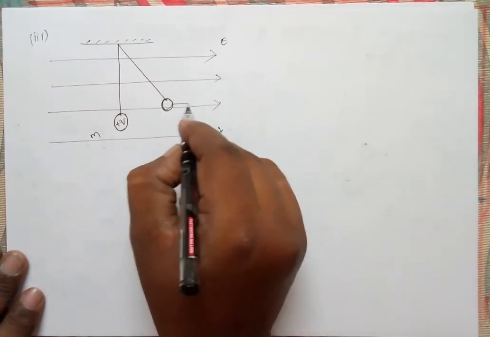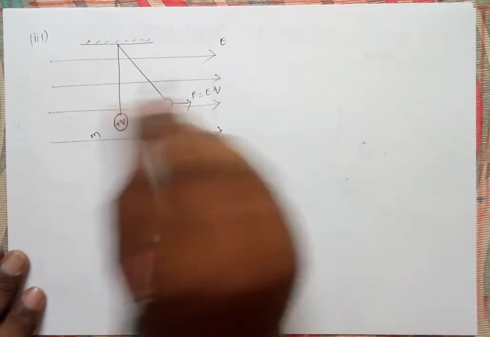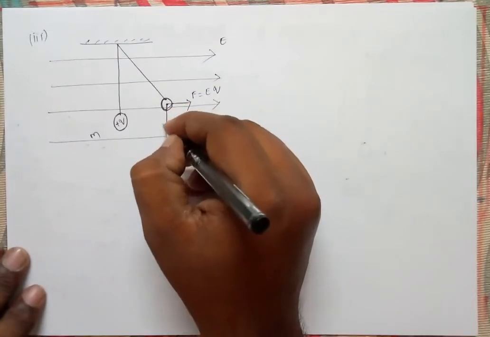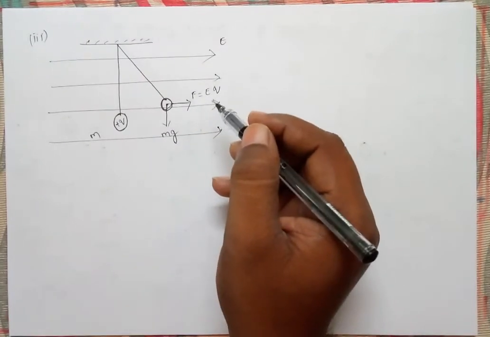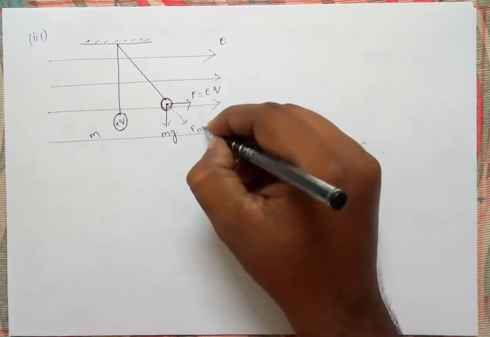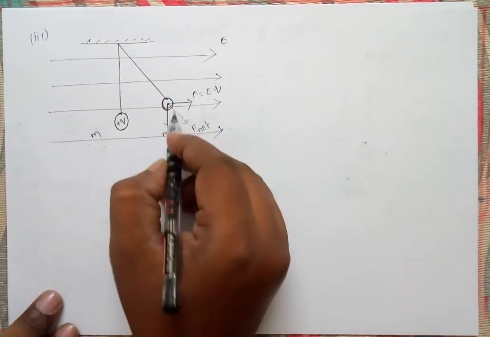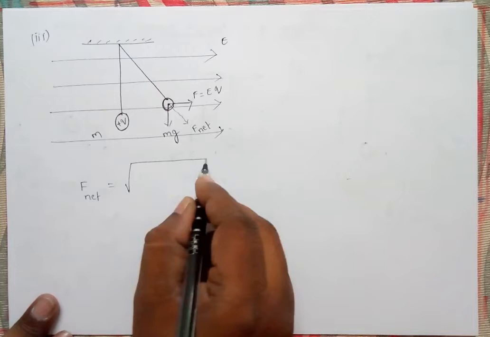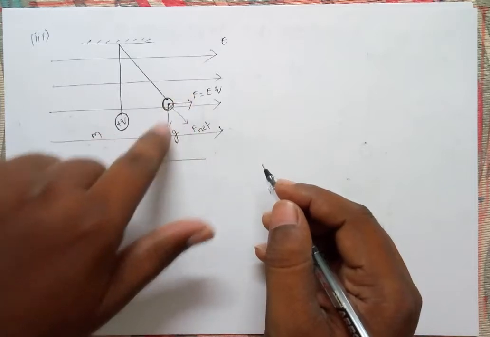This bob will experience an electric force F equal to EQ, because it is a positive charge, so in the direction of the field. Here the net downward force is F equal to mg. So here two forces are there, and the resultant force is the F net. We can take these two forces as perpendicular to each other. Then F net we can write as a root, because two vectors are perpendicular to each other: under root of F1 square plus F2 square.